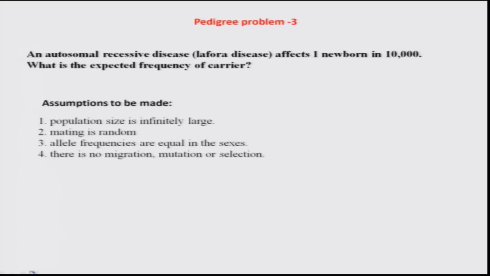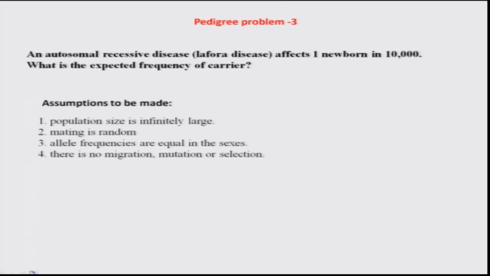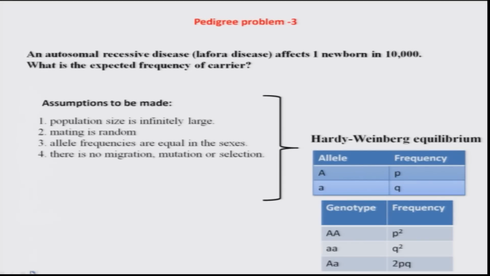Now, allele frequencies are equal in the sexes, that is, there is no sex bias, such that a particular allele will only be in males or only in females. So, no such bias should be there. There is no migration, mutation or selection, that is, the population is neither migrating, nor are there mutations, nor are there selections. So, why are we making these assumptions? Because we need to calculate a frequency for an allele. So, we are defining the boundaries for the population. If you take these assumptions, this was proposed by Hardy-Weinberg and this is the equilibrium.